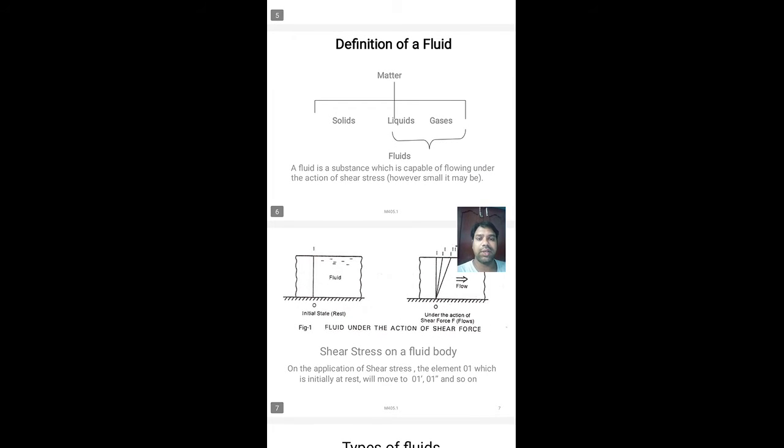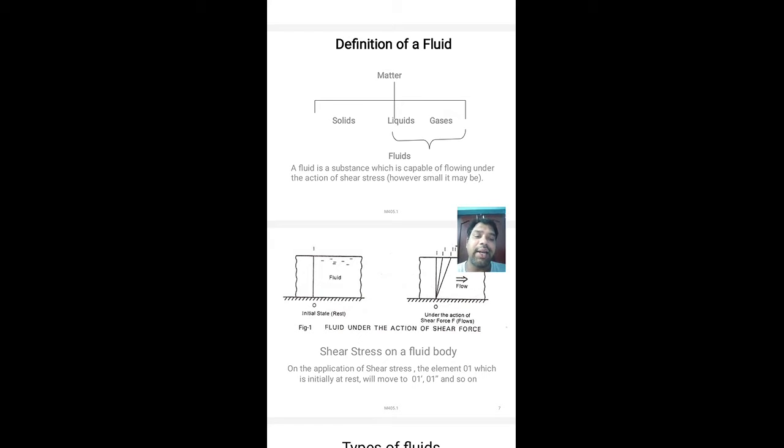Just now we have seen the definition of the fluid. It is a substance which is capable of flowing under the action of shear stress, however small it may be. Now, what is the main difference between solids and fluids? How are solids and fluids differentiated?